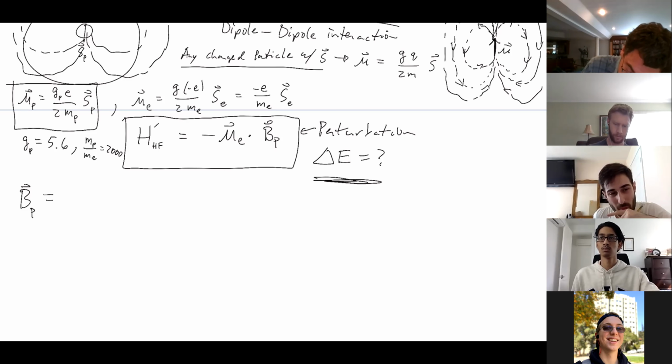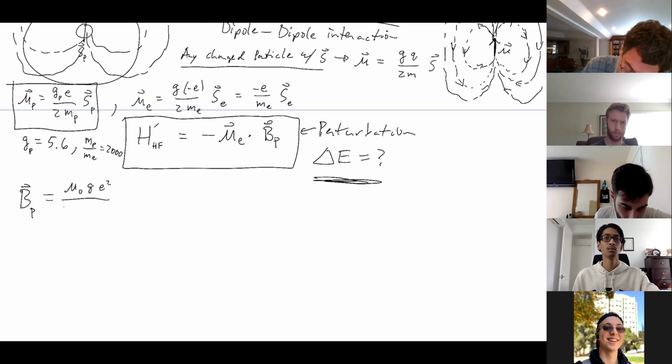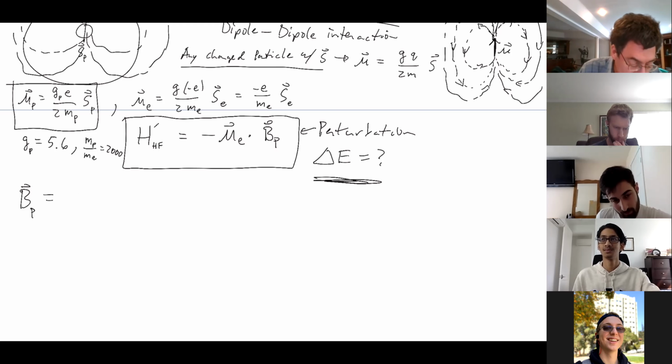Here it is. Mu naught times g e squared over m sub p. Oh wait, no, I'm writing the wrong formula. Sorry. Let's start again. Wrong formula.